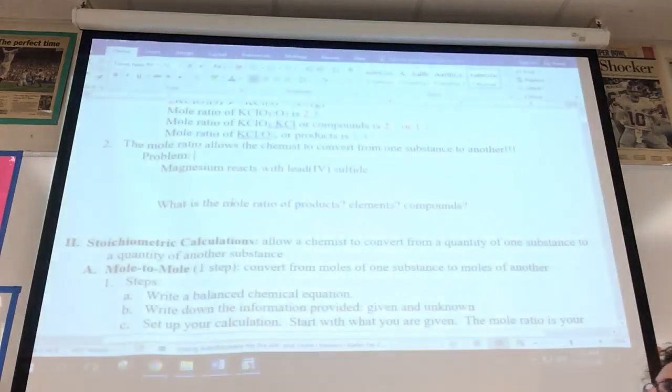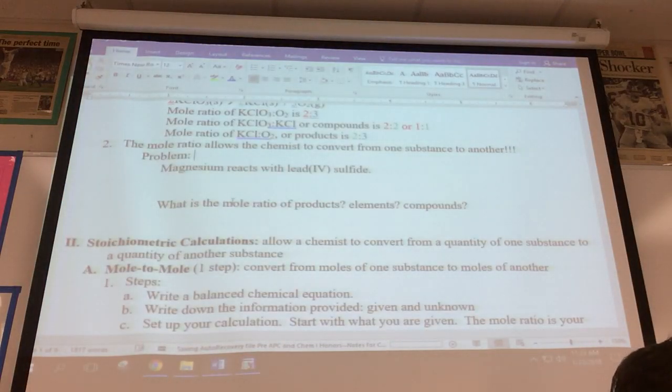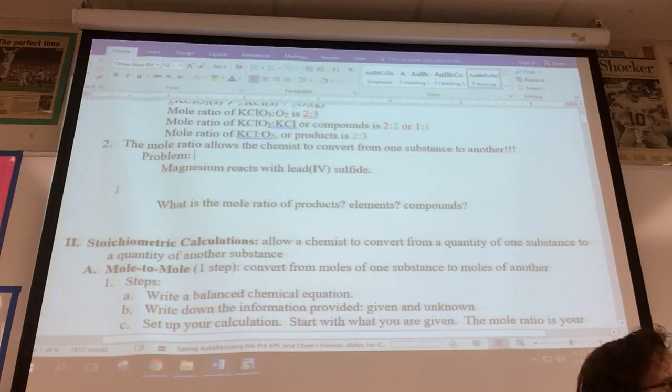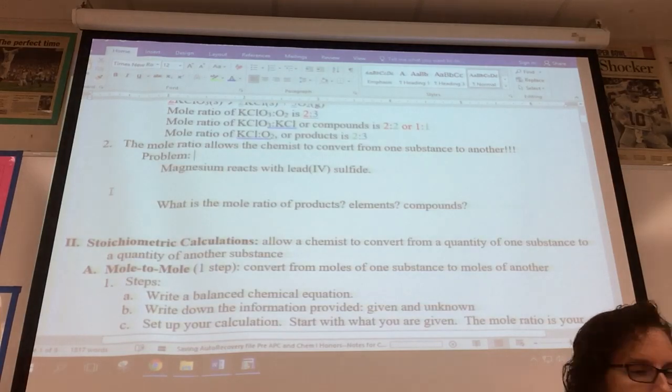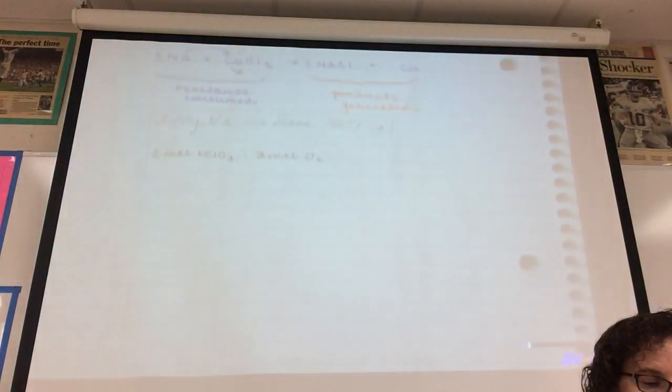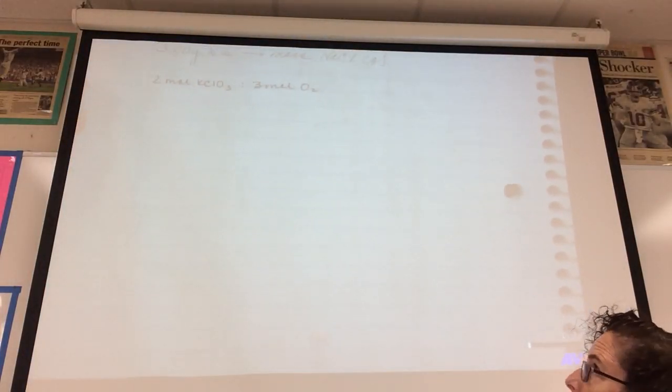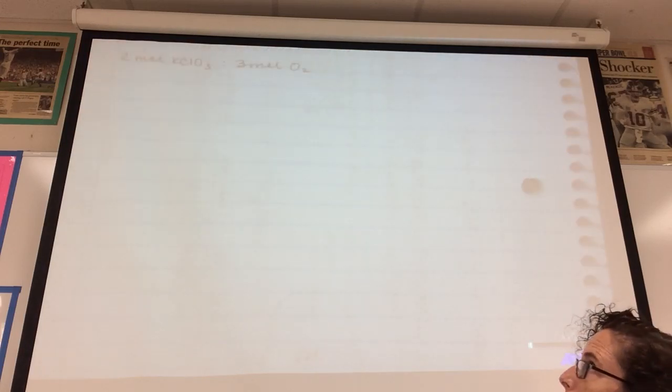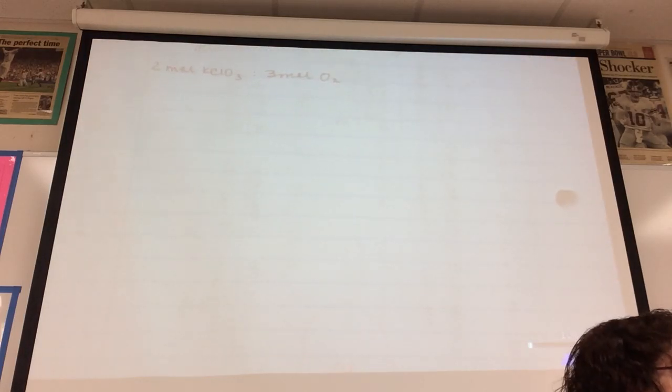Your quiz will open up similarly to what you see here. It says the mole ratio allows the chemist to convert from one substance to another. For example, I may say to you magnesium reacts with lead 4 sulfide. What is the mole ratio of products, elements, and compounds? Your leaping point here will always be to write a balanced chemical equation.